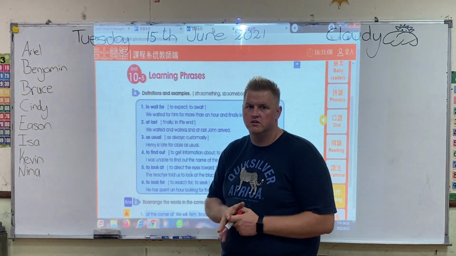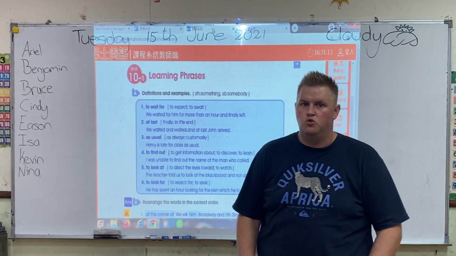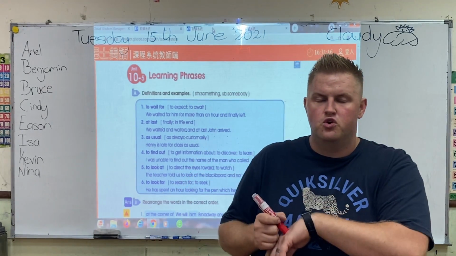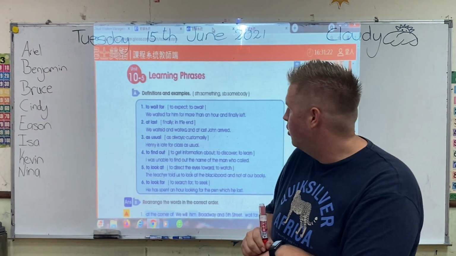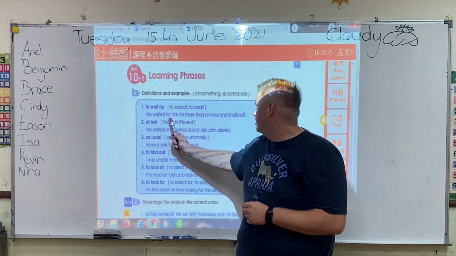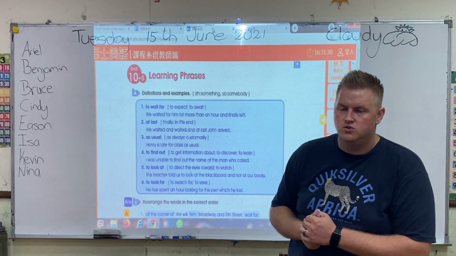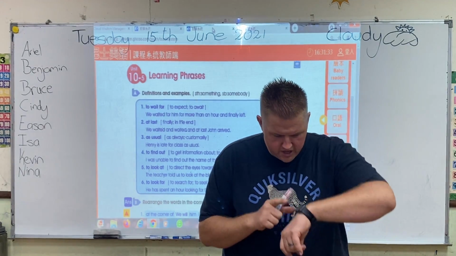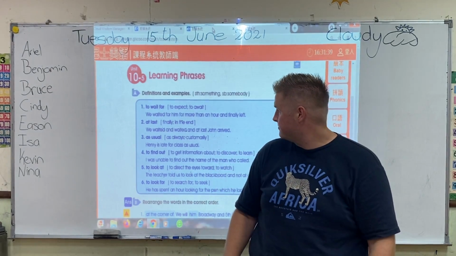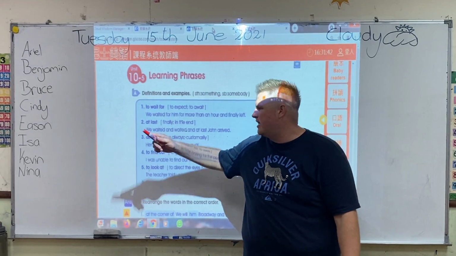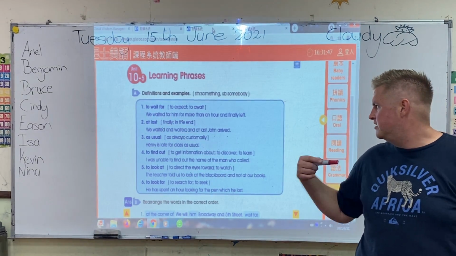To wait for is to expect. It is when you know somebody is coming to your house at 3 o'clock, you will wait for them. We waited for him for more than an hour and finally left. So you sat there, you waited. They didn't show up, so you left. So you wait for.